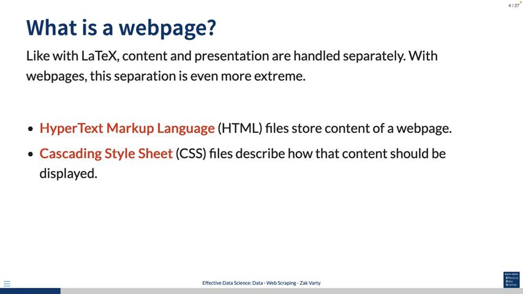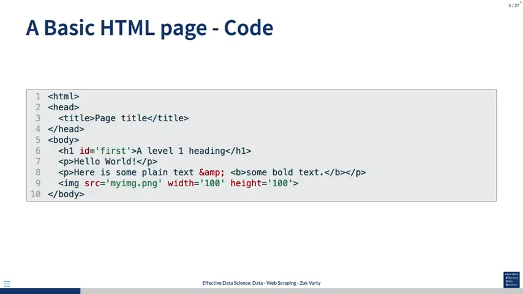HTML, or hypertext markup language, is used to write the content of a web page, and then CSS, cascading style sheets, are used to control the appearance of that content when it's displayed to the user in a web browser. A basic HTML page with no styling at all applied to it might look something like this. It's just like an XML data file that we saw earlier.